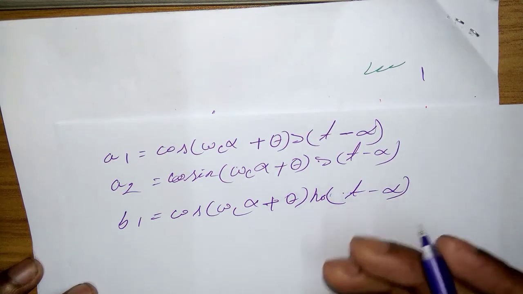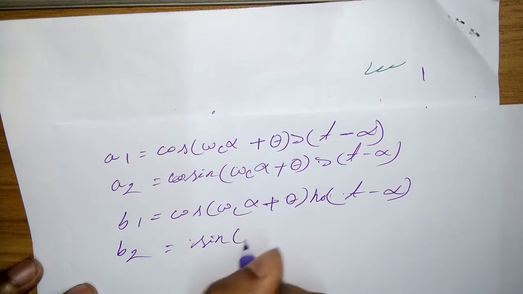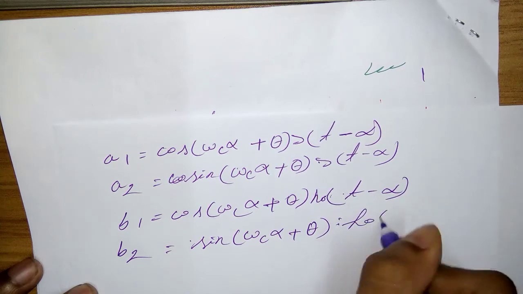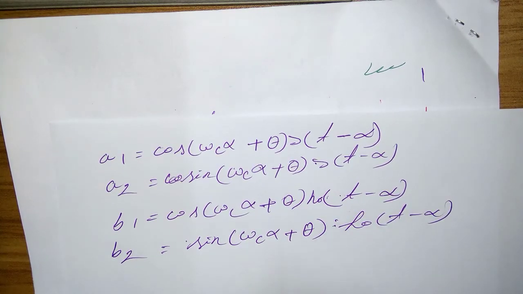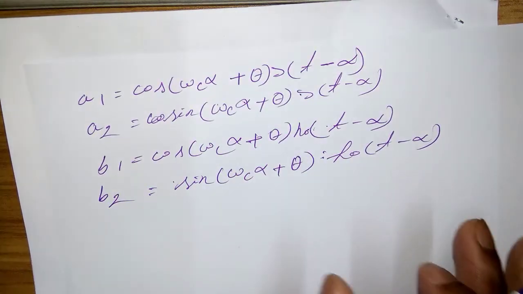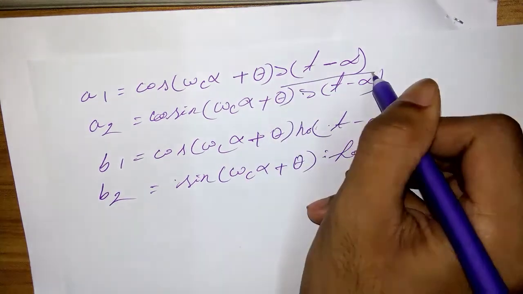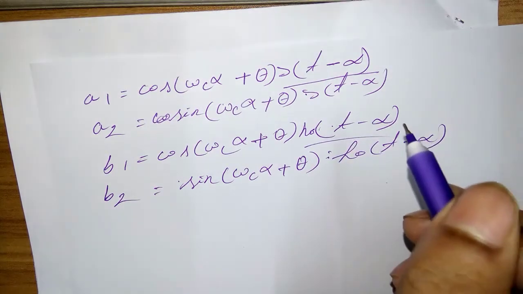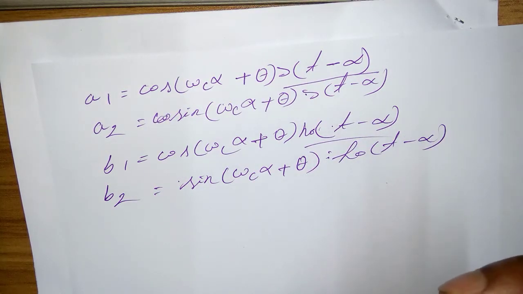Something like b2 is sin(omega c alpha plus theta) h0(t minus alpha), and in that case the system responds to the input delta(t minus alpha) with 2h0(t minus alpha). Clearly this means that the underlying system is linear time invariant.